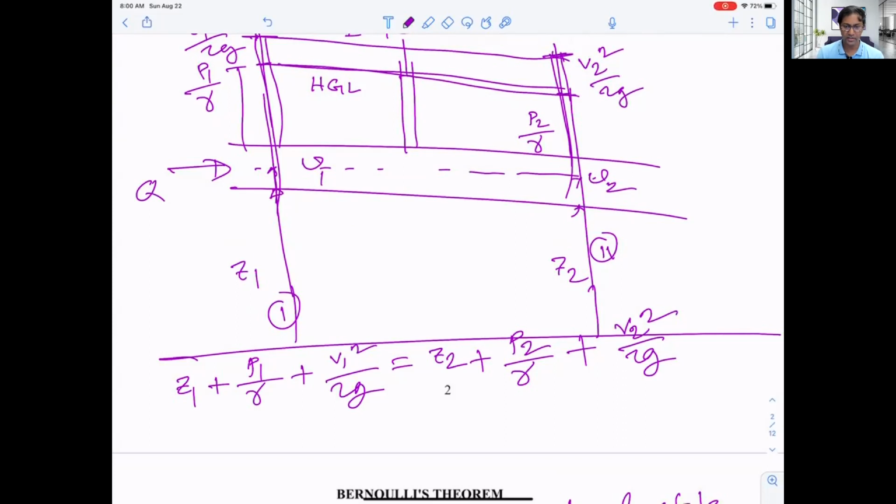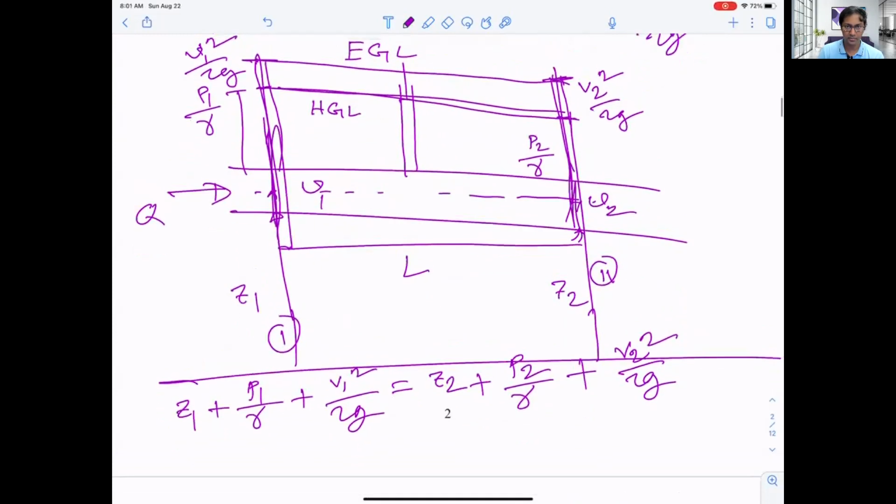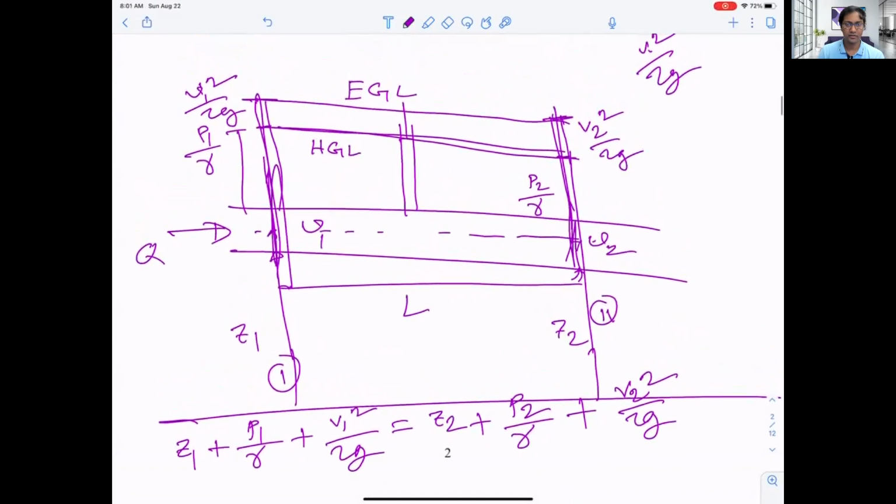When water is flowing from this section to this section, passing a length, the velocity won't be the same between these two sections. The velocity will be reduced. The pressure will be different. So if we sum them up, this equation won't be equal. Then we have to add another term, HL. This is called head loss.